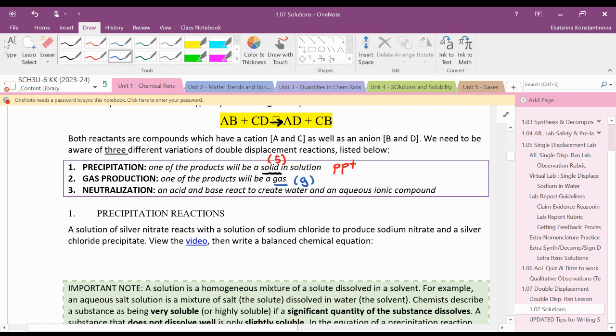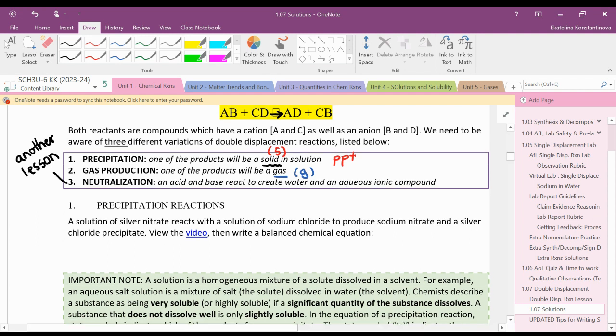Neutralization will be its own lesson, when we talk about acids and bases, and then you'll see it again in the unit. So don't worry too much about number 3 until we reach that lesson. Today we're just going to talk about double displacement precipitation reactions and double displacement gas production.